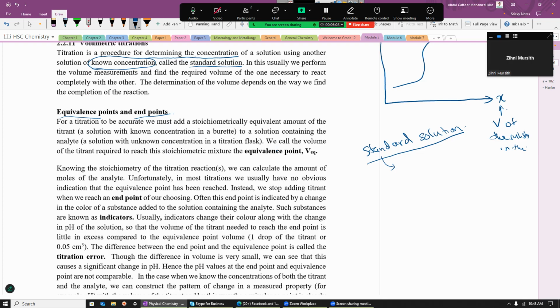And end point means, now you see, before the equivalence point we will stop adding the titrant. That point is called the end point, right? So you can just read this. Okay, now for titration to be accurate we must add a stoichiometrically equivalent amount of the titrant, right?